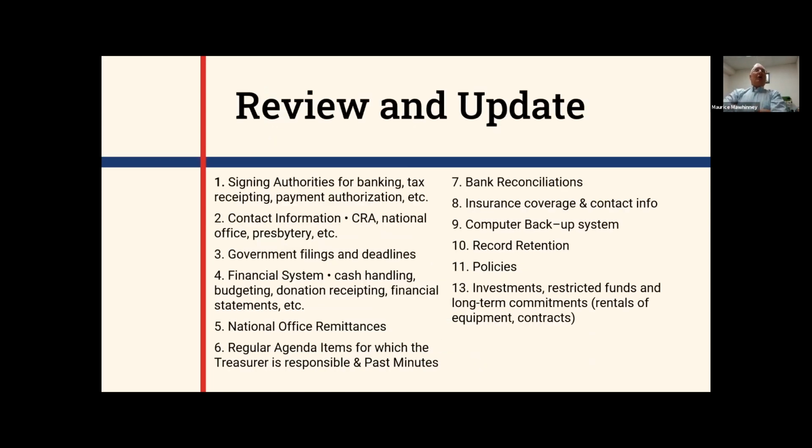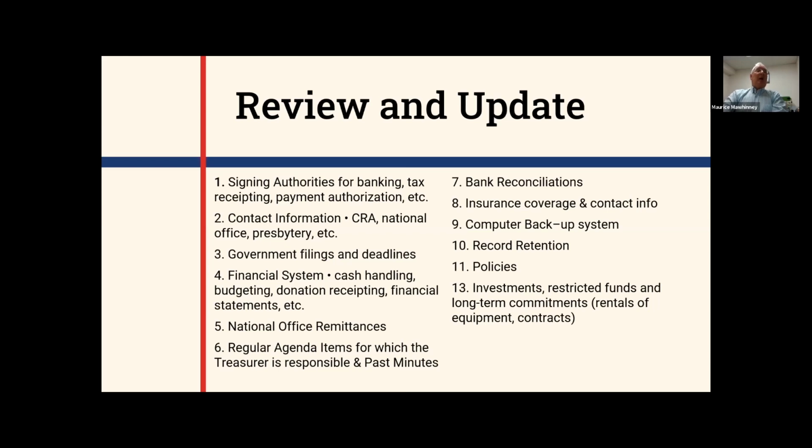This is a long list here, but this is extracted from the Treasurer's workbook, our handbook, and it lists down and summarizes the items that need to be done by the Treasurer. You need to keep up with your signing authorities who can sign for the banks, and again, maybe for the checks, maybe you have 2 signers, maybe you have 1 signer going forward. You also need to see who's going to be authorized to sign those payments or sign the checks or to release the funds. We need contact information for the CRA and for the National Church.